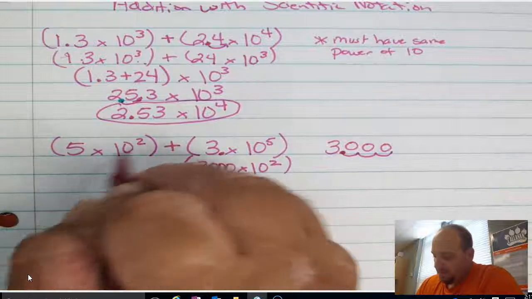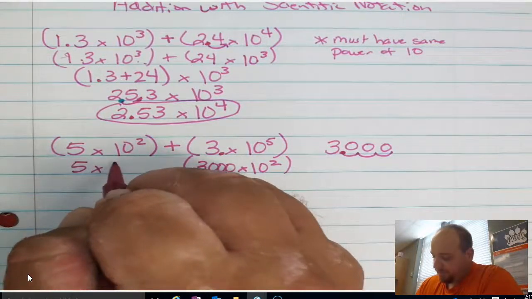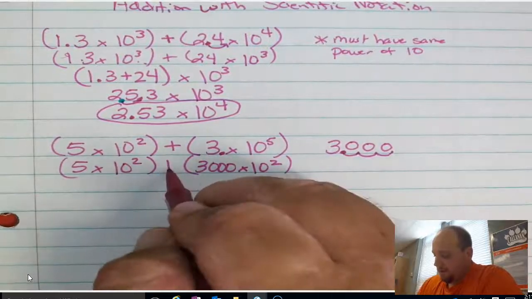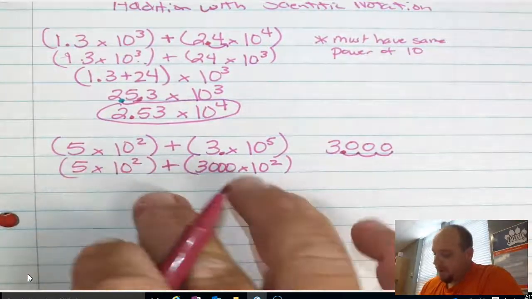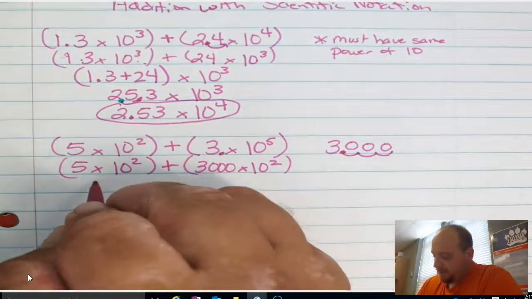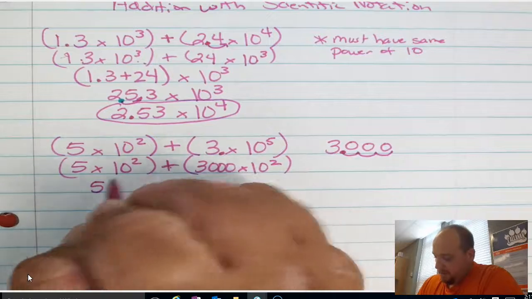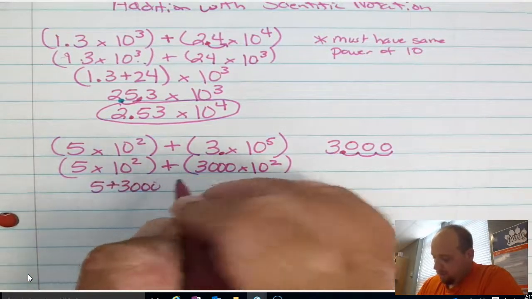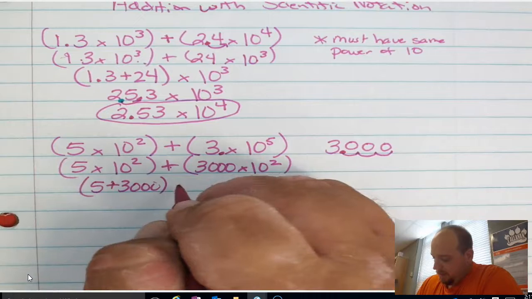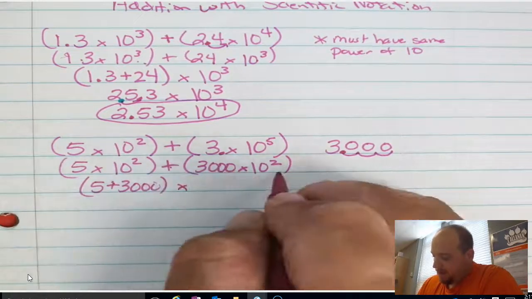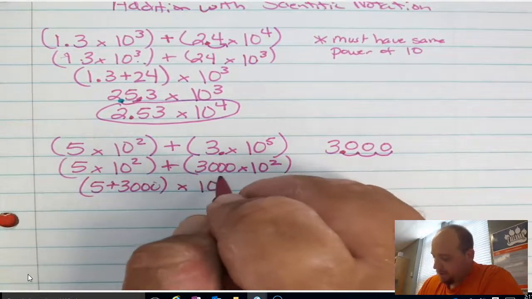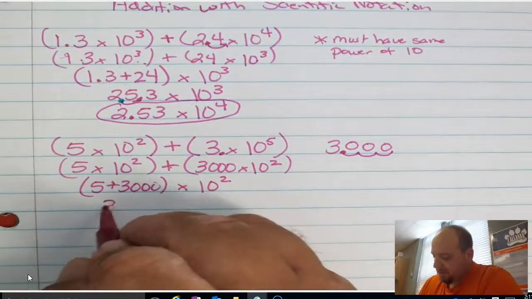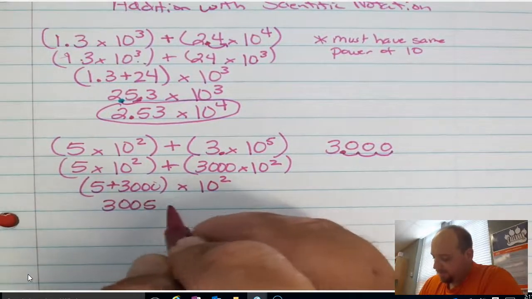Over here it's still the same because I had power of 10 to the second. I'm adding between here. So now I go ahead and grab the factors, 5 and 3,000, and I'm going to add them because that's what it's telling me to do. We're going to multiply by the power of 10 that I'm carrying down, which is 10 to the second power. I do 5 plus 3,000, which gives me an answer of 3,005.